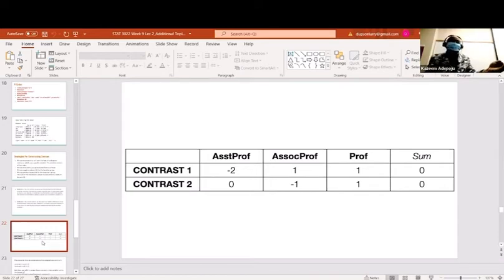Does that make sense? Now, this is contrast 1. What contrast 1 is trying to tell you is, is there any significant difference in the salaries of a non-tenured track and a tenured track, the tenured track being associate professor and professor? And the second contrast is only comparing, is there any significant difference in the salary? Okay, go ahead.